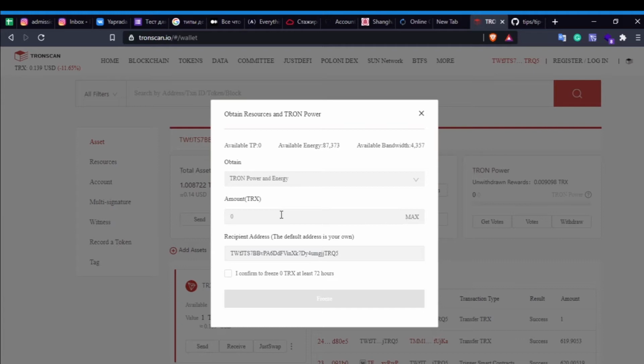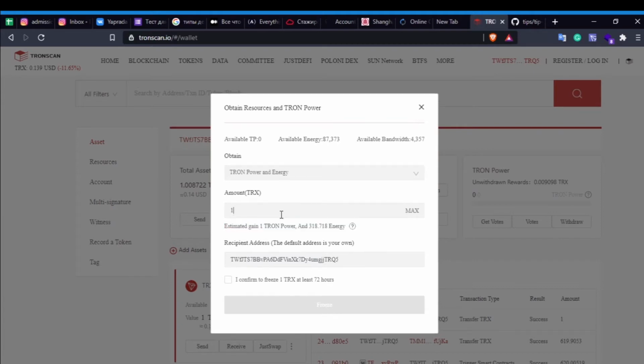And now you're just gonna put your amount. Let's say I have only one TRX, but it's not actually enough. I used to put more, but now it's on the Binance, so don't mind me. You just type your amount, then here is your address. You can also send it to other people. That's what my friend did. He froze his TRX and gave me his energy. So here we go, and I confirm to freeze.